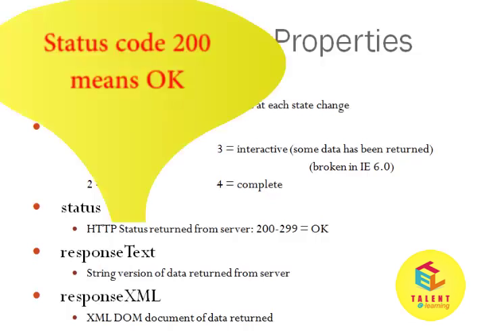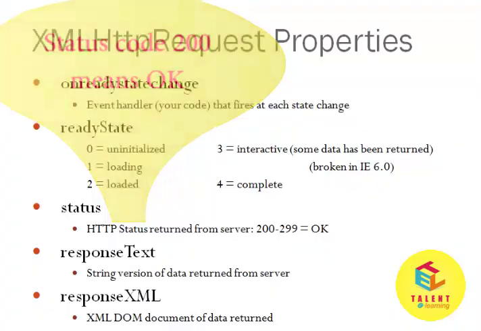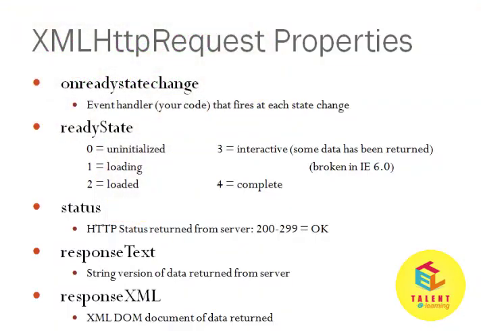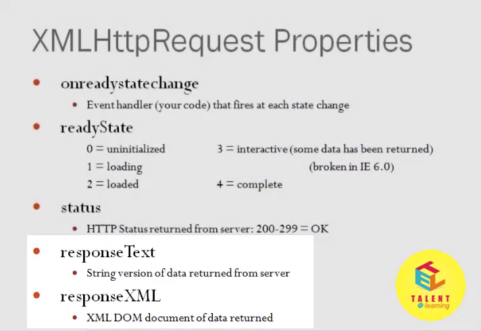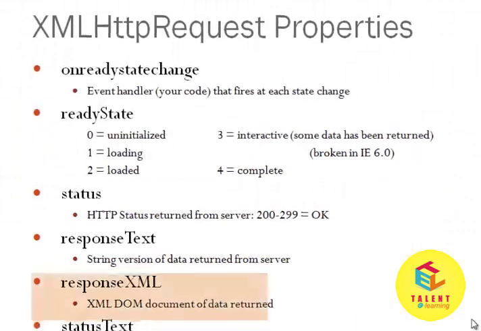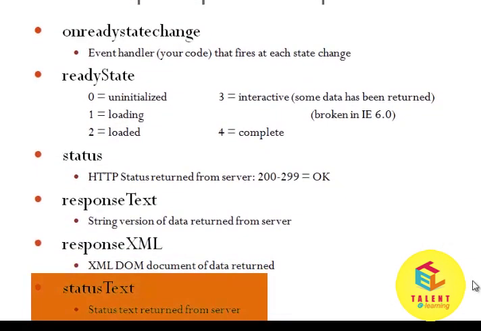The other one is status. It is another property of XML HTTP request. If the HTTP status code is 200, it means that everything went well. Then there is responseText and responseXML. responseText is the string version of data returned from the server, while responseXML is the XML DOM document of the data which is returned. Then the other property is statusText. It is the status text returned from the server.